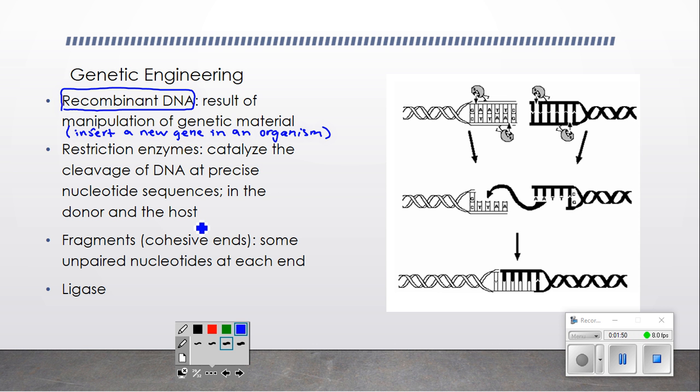So if we want to do some genetic engineering, there are a few things that we need. First, we need restriction enzymes. Restriction enzymes have as their function to catalyze the cleavage, or we could say cutting, of DNA at precise nucleotide sequences. So not just anywhere, they don't just randomly cut the DNA, but they look for a specific sequence to bind to so they know where to cut.